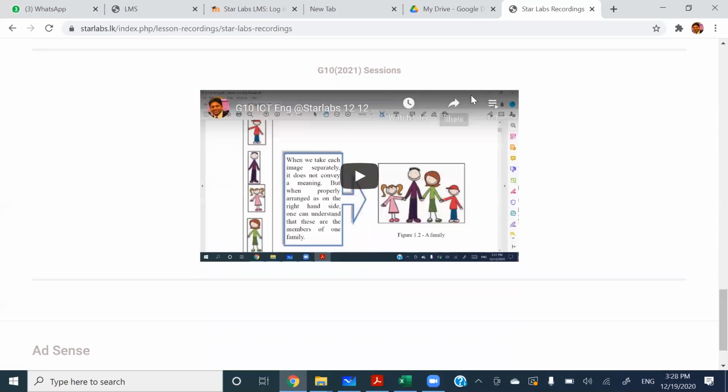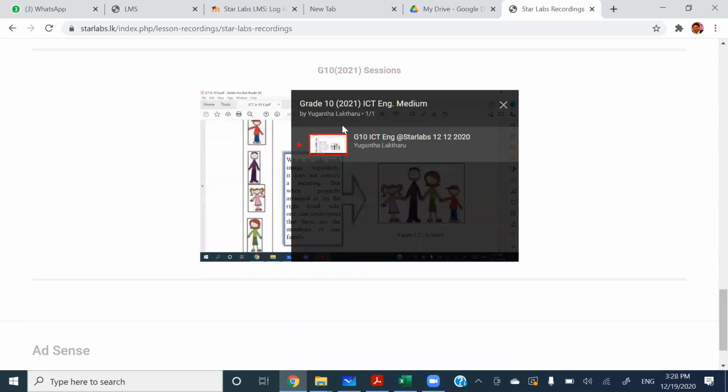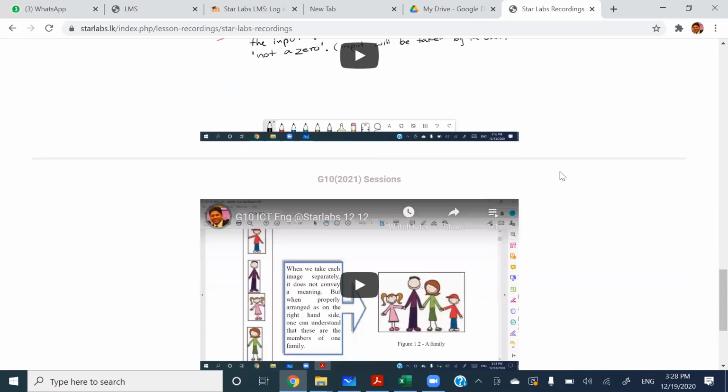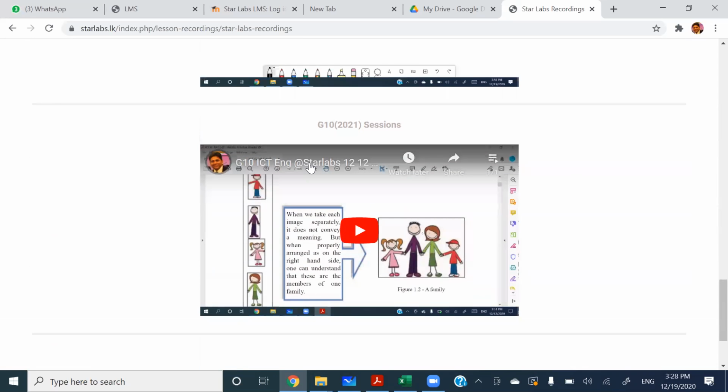So this is the lesson we have discussed last time. So it is there. And today's lesson will be listed right over this. Alut lesson එක තමයි උඩට වෙන්නේ. Right? So you can play this and see, and you can refer the other lessons as well. So this is the place where you can find the lesson recordings.